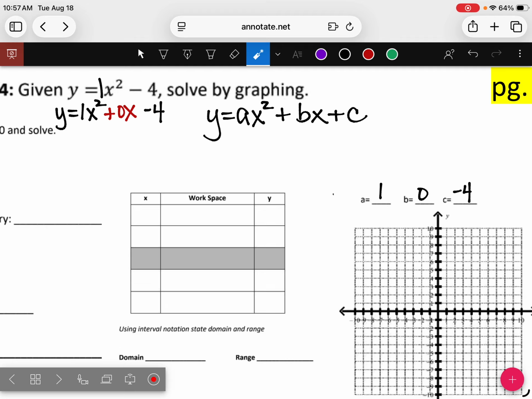Okay, so x equals, I'm getting hot all of a sudden. Opposite of b, which we agree that 0 is just 0. And that's divided by 2 times a, and a is 1.